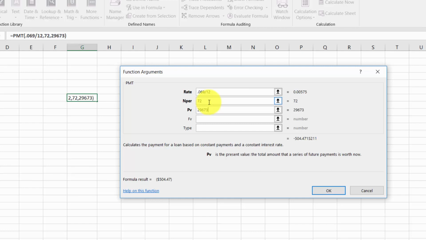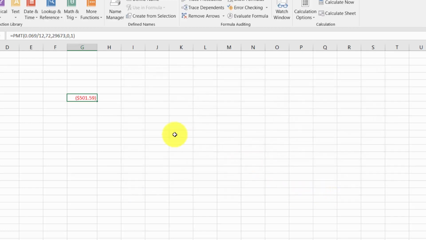And then we're going to assume that the loan is going to be paid off at the end of the period, so we're going to make the future value 0. Then we have an optional number here where we can determine whether you'll be making the payment at the beginning of the period or the end of the period. We're going to assume that you will be making the payment at the beginning of the period. And then once you do that, you'll click OK, and Excel will return the payment that you would theoretically be making.